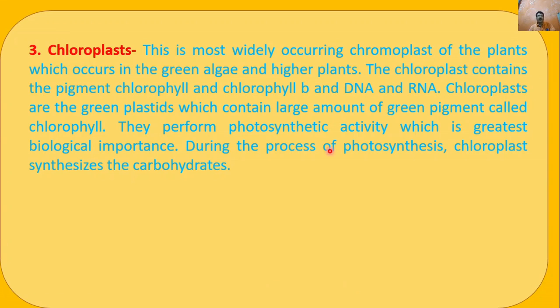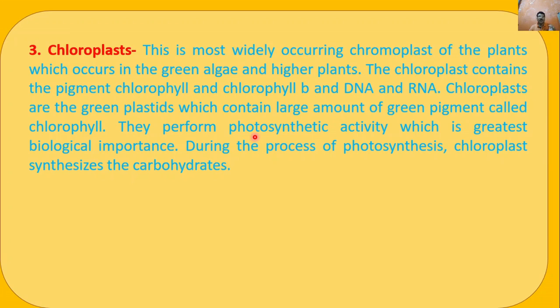Now, the chloroplast contains the pigments chlorophyll A and chlorophyll B, and also it contains DNA and RNA. Chloroplasts are green plastids which contain a large amount of green pigment called chlorophyll. Now, the important function of chloroplast we know very well, it is photosynthesis. This photosynthetic activity completed by the chloroplast is very important biologically, because the entire food chain depends upon these chloroplasts.